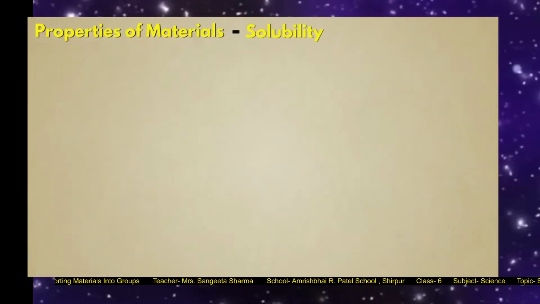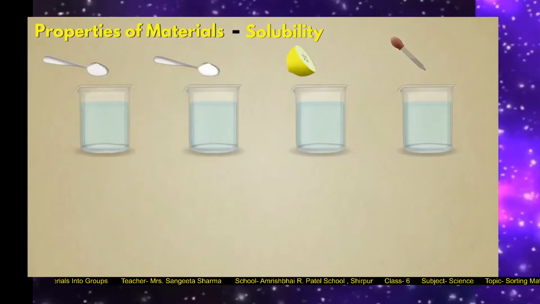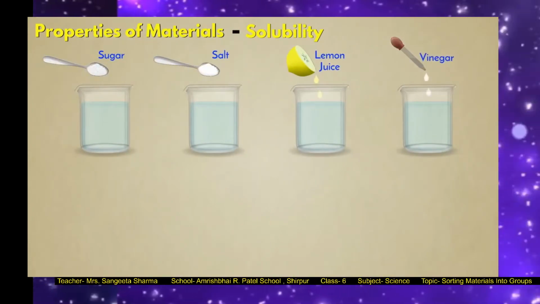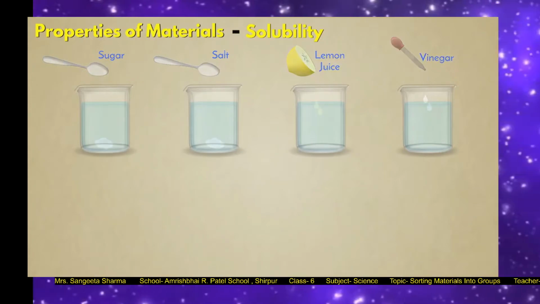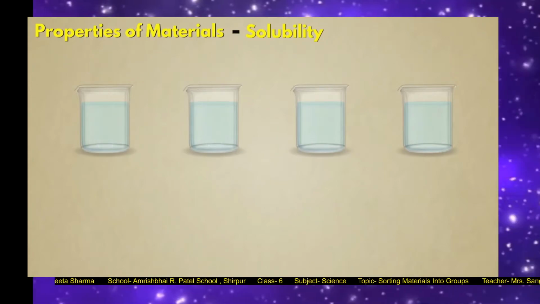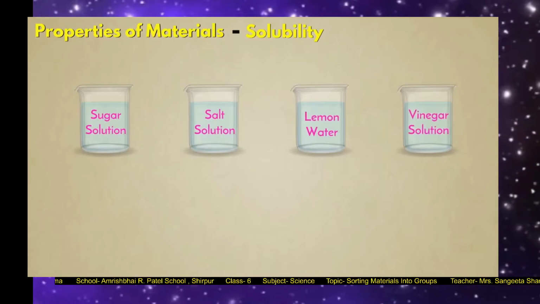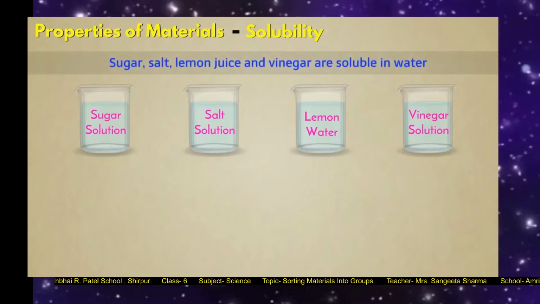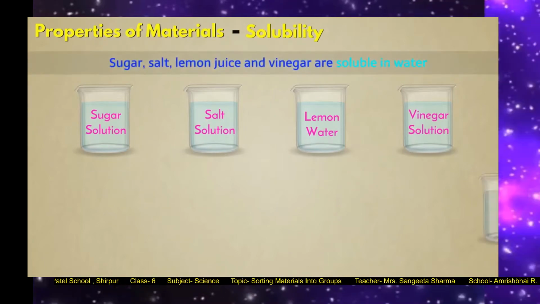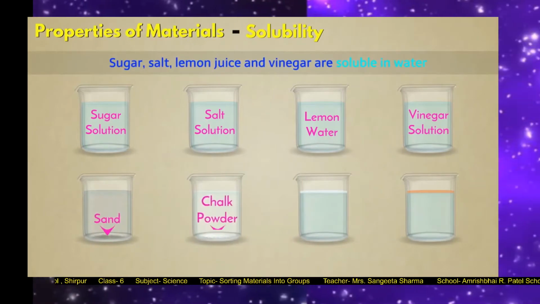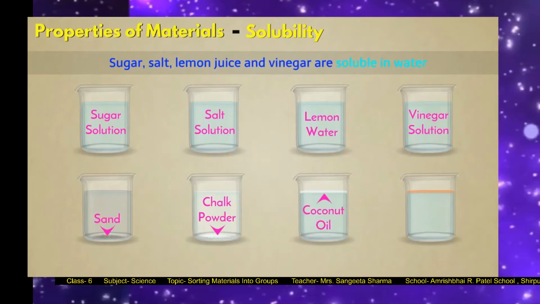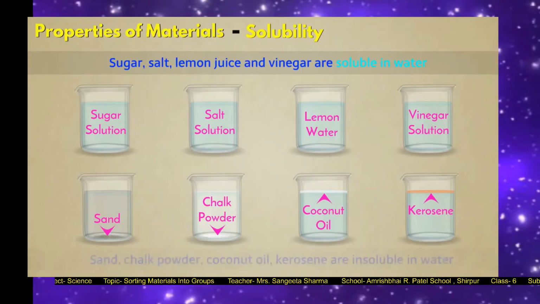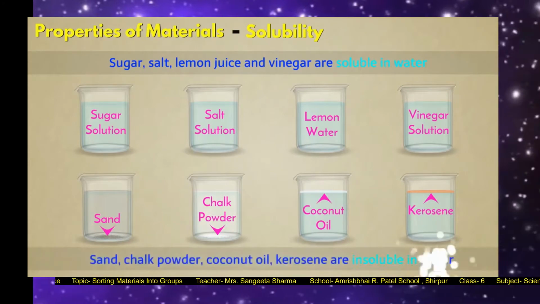Solubility. When we mix some materials such as sugar, salt, lemon juice, vinegar, etc. in water, then they completely disappear in it. That is, they get completely dissolved in water. We say that the material is soluble in water. Other materials such as sand, chalk powder, coconut oil, kerosene, etc. do not disappear in water, and thus these are insoluble in water.